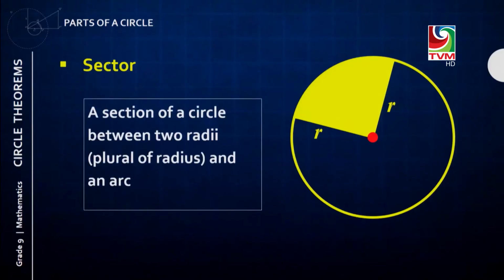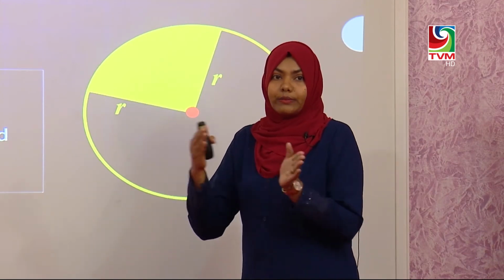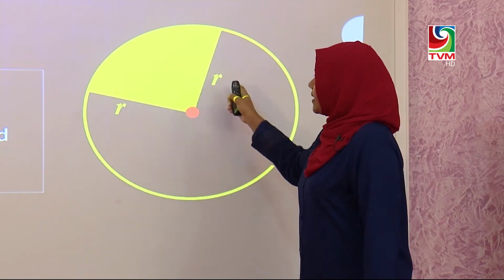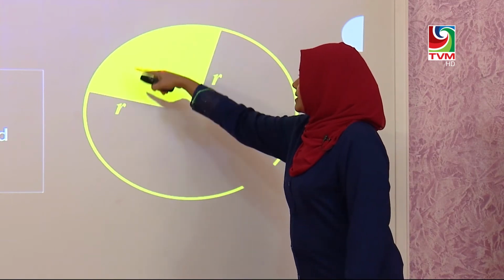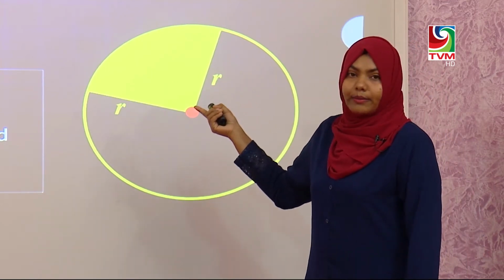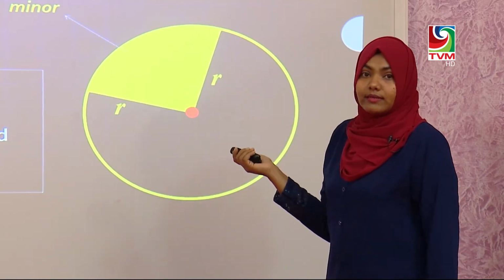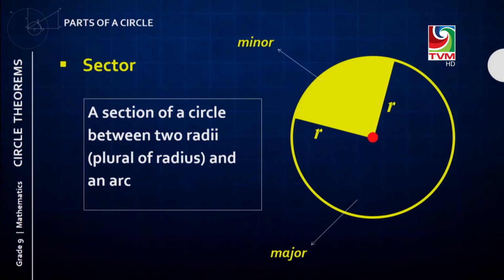Sector. A section or part of a circle between 2 radii. Radii is the plural form of radius, and the sector is from the radii to the arc in between. There are 2 radii marked in the diagram. This is the sector, and like the segment, there are 2 sectors. One is the minor sector and the other is the major sector. The larger sector is called major and the smaller sector is the minor sector.